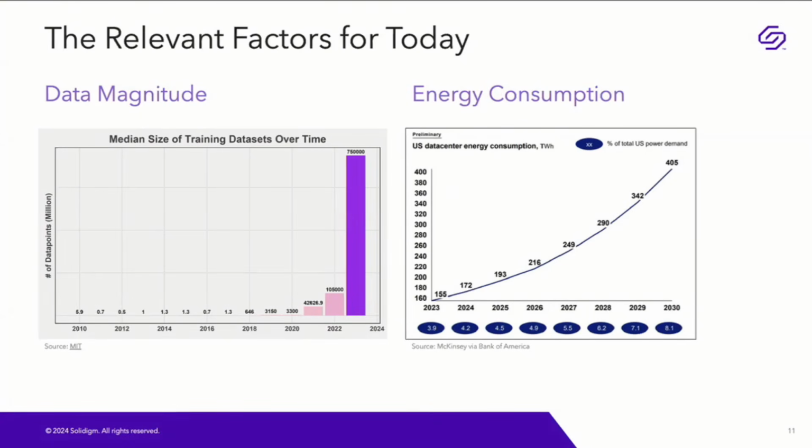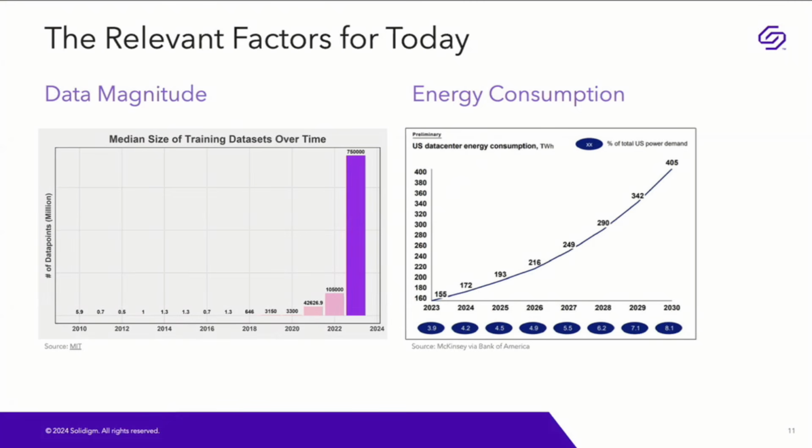But the two that we're going to focus on here for this conversation, one has to do with the magnitude of data that's required to train these increasingly sophisticated and capable models. And one has to do with the energy consumption associated with both training and inference of those models, right?